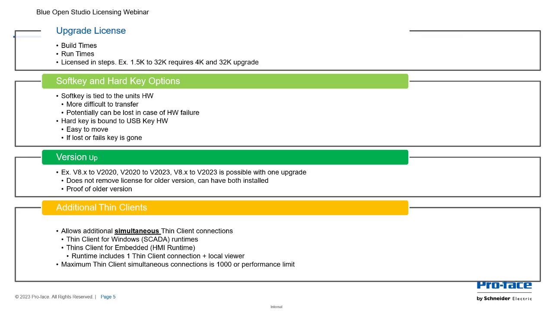And there are different thin clients for the Windows runtimes and the HMI runtimes. And there's just the point again about the one thin client plus local viewer that you get with the runtime. And then the maximum thin clients is a lot. It's basically until you hit your performance limit.